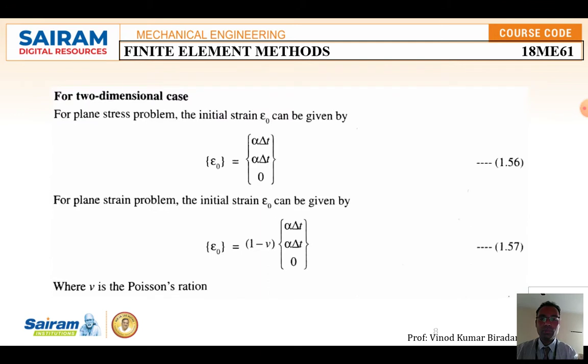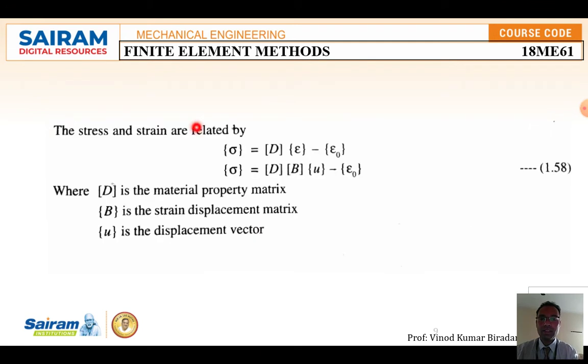Okay, the stress component we are going to write as, this is very important. The final answer is very important. Stress is equal to D, that is a material property, times epsilon naught, that is strain minus initial strain. So again we can write the modified equation as stress is equal to D, B (nothing but the strain displacement matrix), U minus epsilon naught. This is the final equation for the temperature effect.